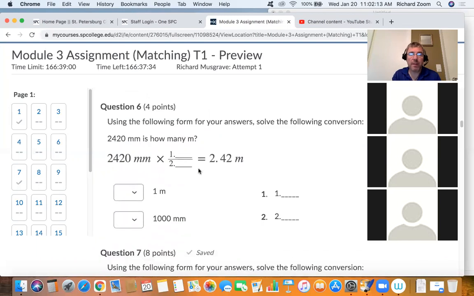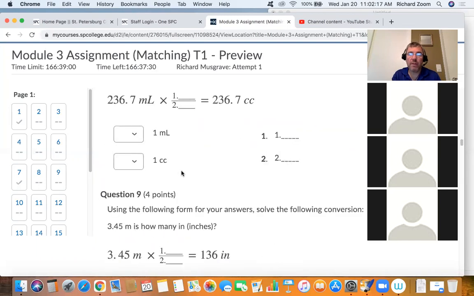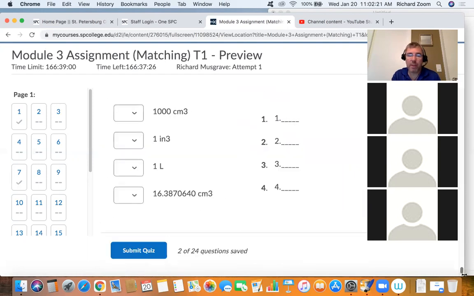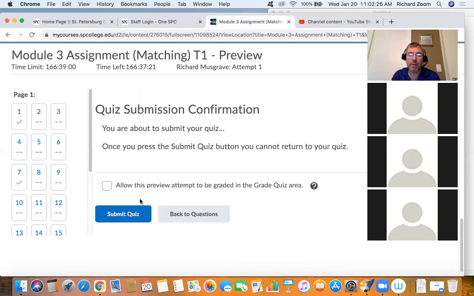Now, what are you expected to use as a resource while you're doing this? Well, all of these are supposed to be what I'd call open book, which means that you will be using the resources here.